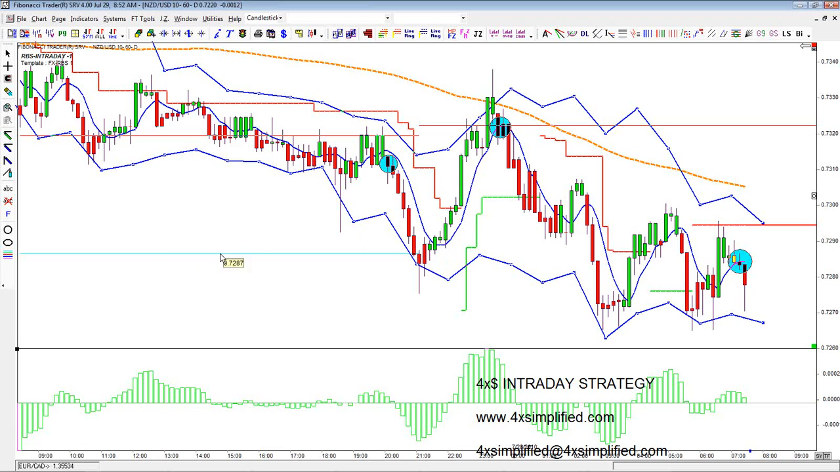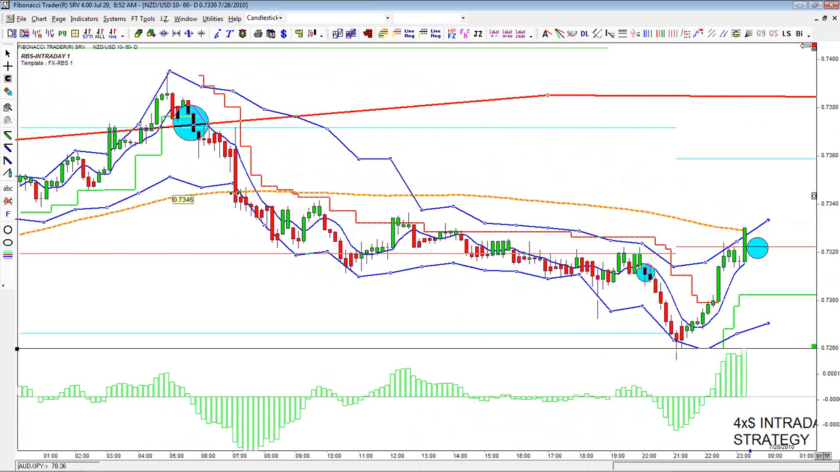For limits, we also use those pivot lines. So here in this case, we would have taken partial profit at the pivot line, and then on the rest we would have been stopped out at this trailing stop. We always place the stop a little above that trailing stop so there is a little cushion.